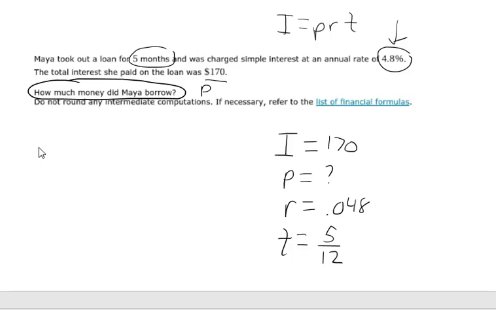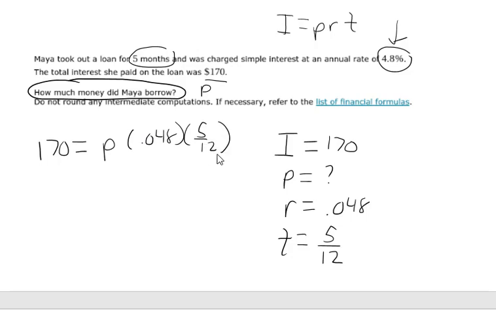Okay? So now we plug into the formula. For the I, we know that's 170. We don't know the P, so we're going to leave that a P. We know the rate is 0.048. We know the time is 5/12 of a year. Okay?